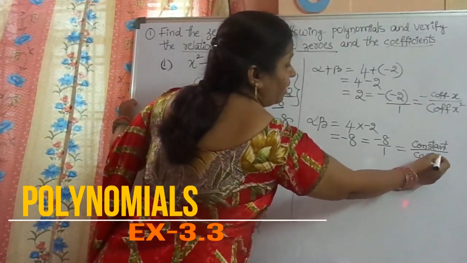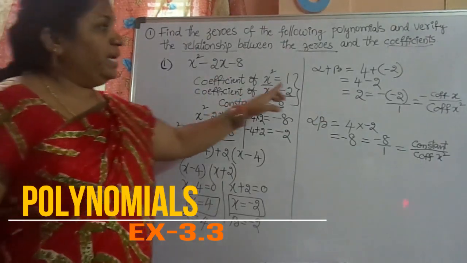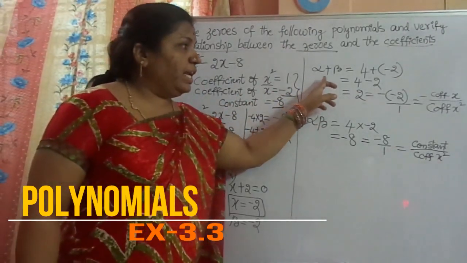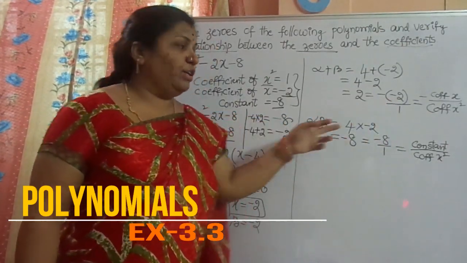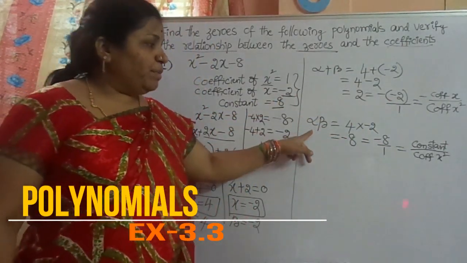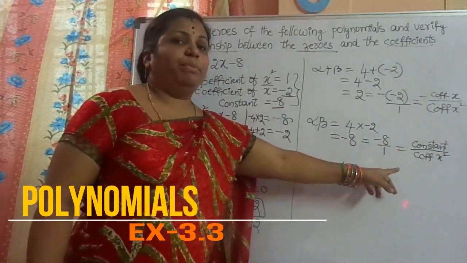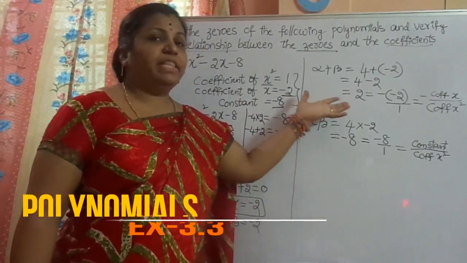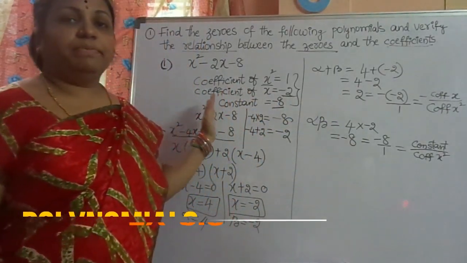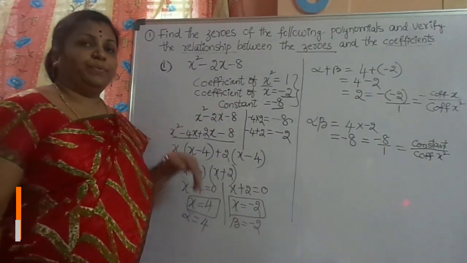So here we got the relationship. The sum of zeros is equal to minus the x coefficient by the x square coefficient. That is the formula. And the product of zeros is equal to the constant term by the coefficient of x square. This is the relationship between them. Understand, children? Like this we can do the remaining problems also.